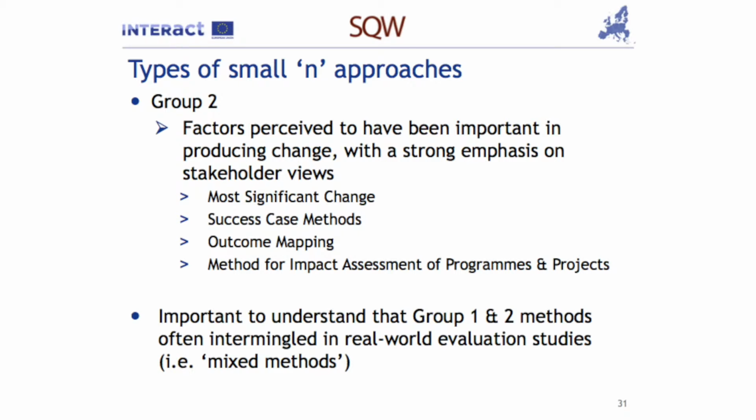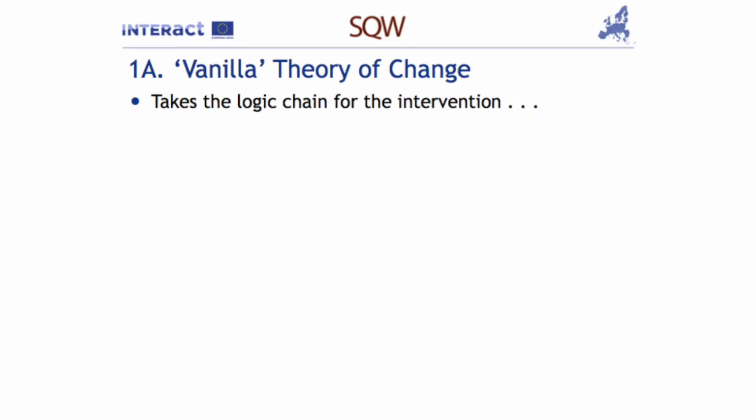And that's when you hear this phrase mixed methods, which again is another fashionable phrase. A mixed methods evaluation essentially means that you're using different approaches, be those group 1, be those group 2, to progress your evaluation intent. Group 1 approaches, there are 3 of these. Number 1 is what I've called the vanilla theory of change.